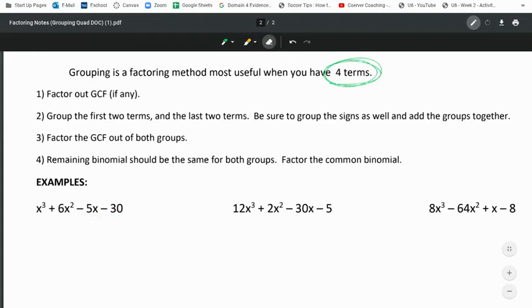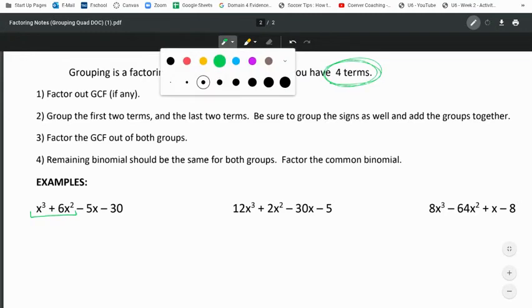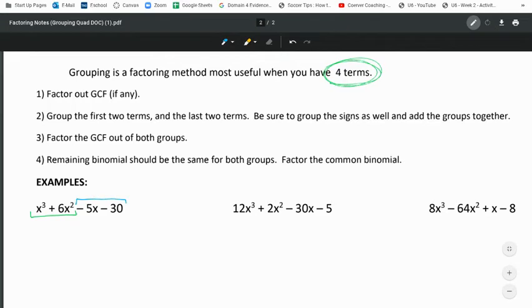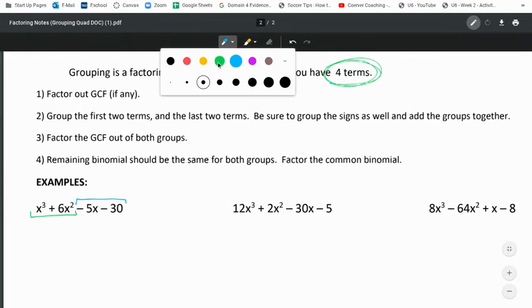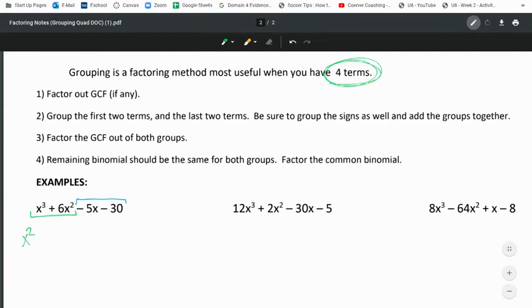Okay, so when I use grouping, this is how I do it. I'm going to group together the first 2. I have to make sure it's in order, and I'm going to group together the last 2. Some people will put parentheses around this, but it's really unnecessary until we get to this part. So I look at what I grouped at the beginning, and I ask myself, out of those 2 terms, what is the greatest common factor? The greatest common factor out of these 2 is an x squared.